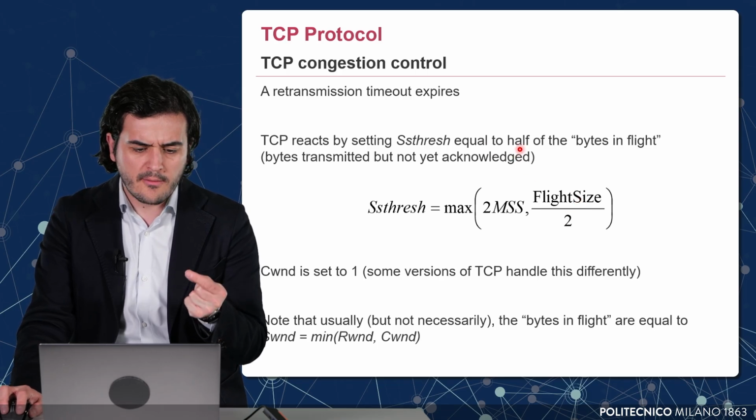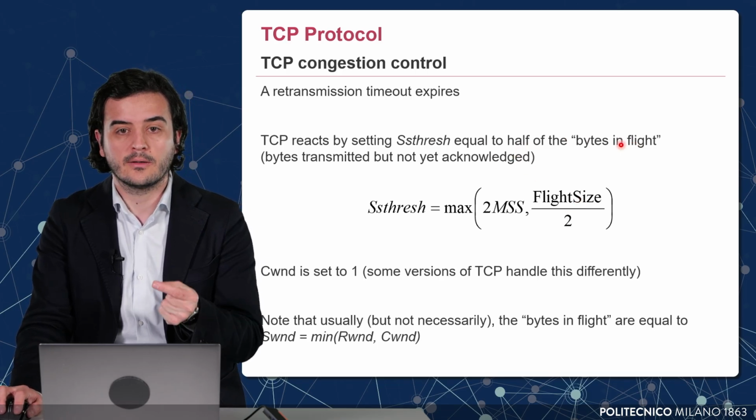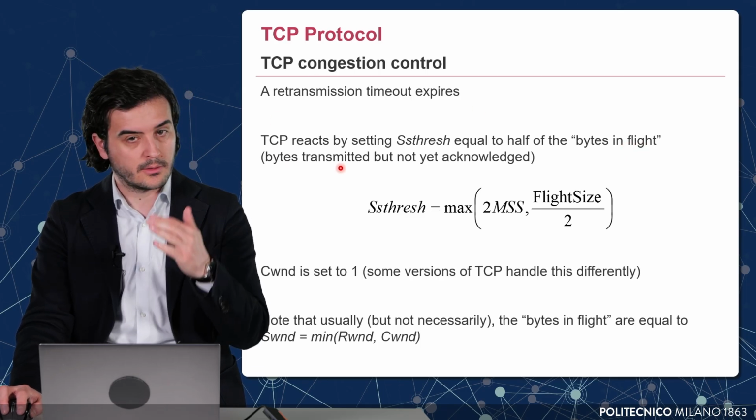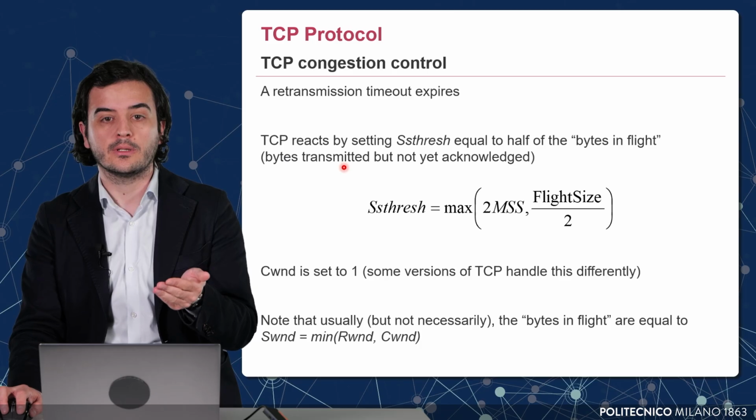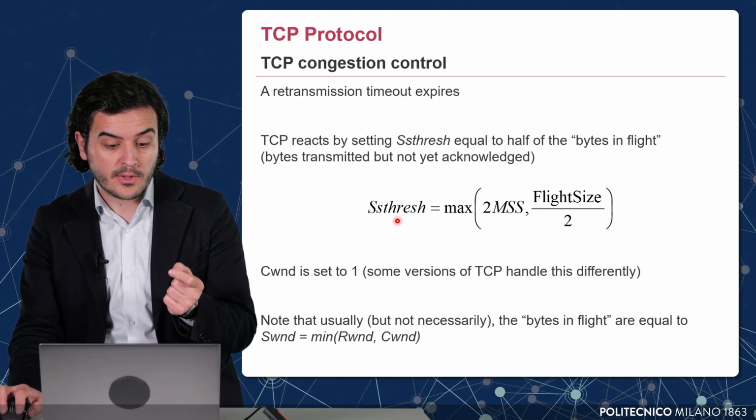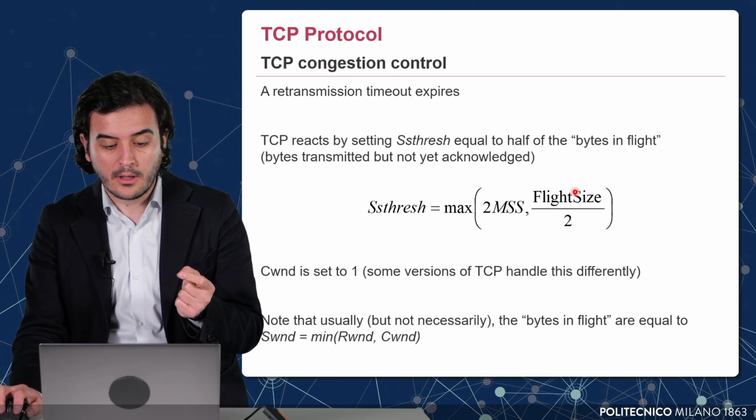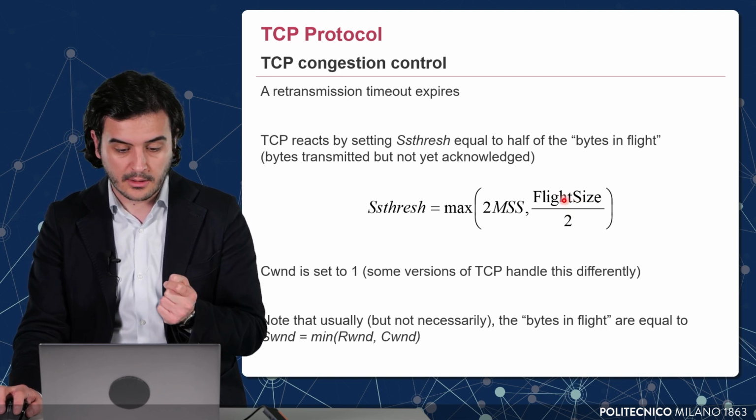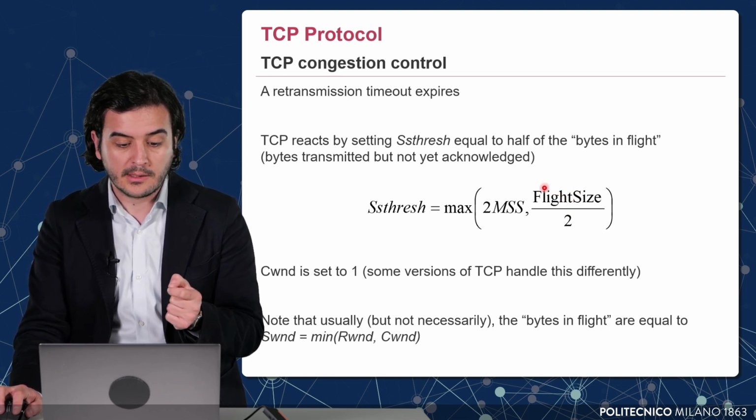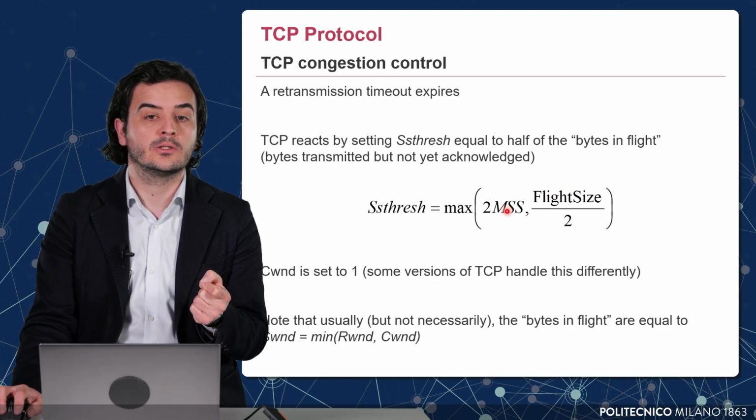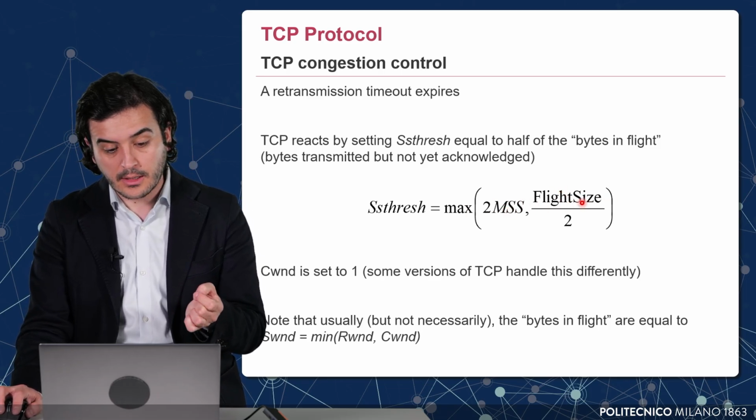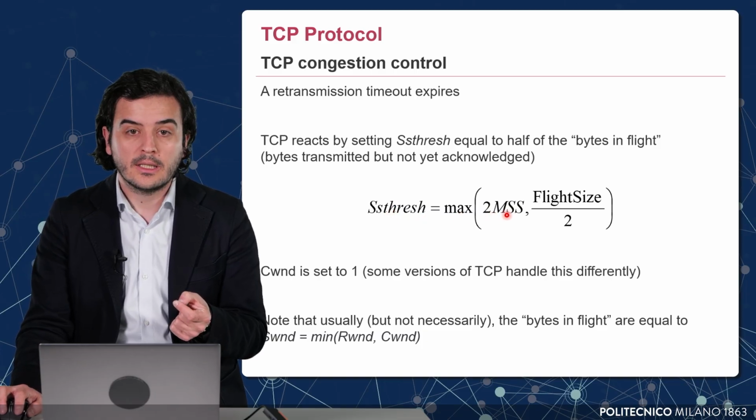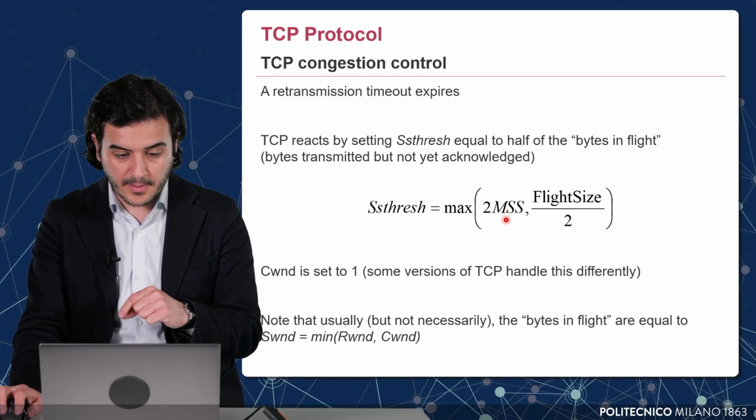Flight size basically refers only to the bytes in flight. Bytes in flight means the bytes that have been transmitted by the transmitter but have not yet been acknowledged. So the SS threshold will depend on the amount of bytes that have been transmitted but not yet acknowledged. And typically this value is higher than 2 MSS, or as you see here, in case it's not, then the value of the SS threshold is simply set equal to 2 MSS.